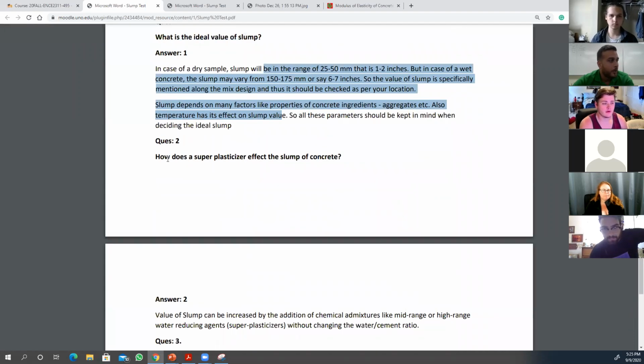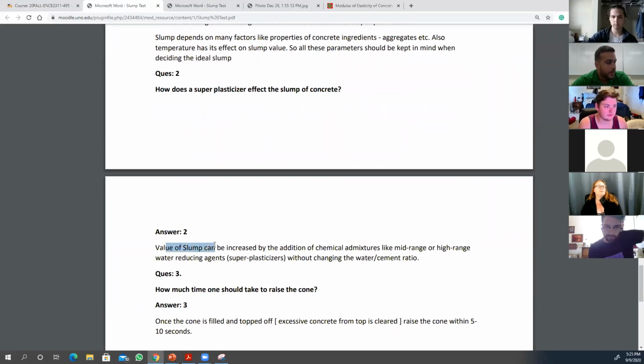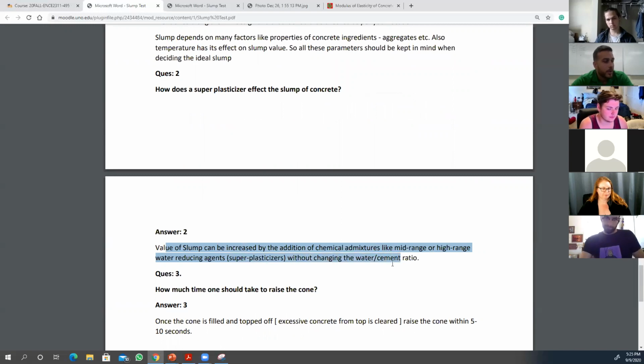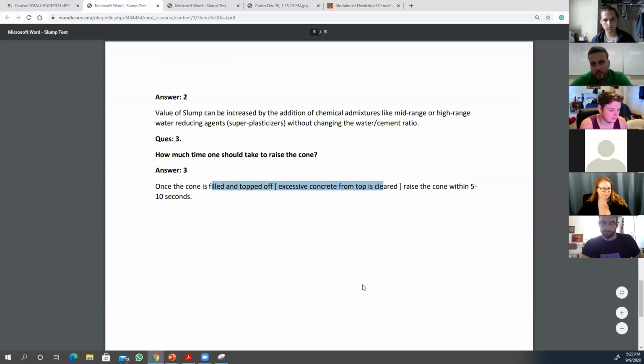You have the answer. How does a superplasticizer affect the slump of concrete? Superplasticizer is a type of chemical admixture that changes the workability of concrete. The value of slump can be increased by the addition of chemical admixtures like mid-range or high-range water reducing agents, superplasticizer, without changing the water cement ratio. If you add this superplasticizer, you can increase the workability without changing the water cement ratio. How much time should one take to raise the cone? 5 to 10 seconds. Simple.